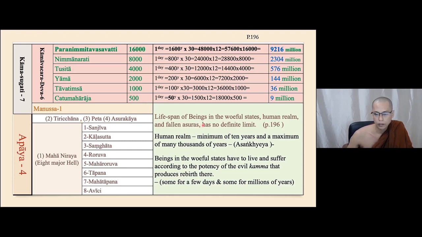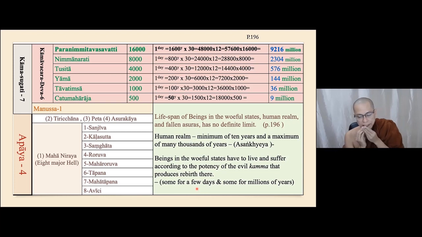The lifespan of beings in the woeful states, human, and fallen asura, also consider that no definite limits. Sometimes the minimum for the human is 10 years, shortest, and maximum many thousands, incalculable years, very long. So for beings in the woeful state, their lifespan depends on their evil karma. As long as evil karma is there, they will suffer, and at the end of the evil karma for that rebirth, they will die. Sometimes a few days, sometimes many millions.